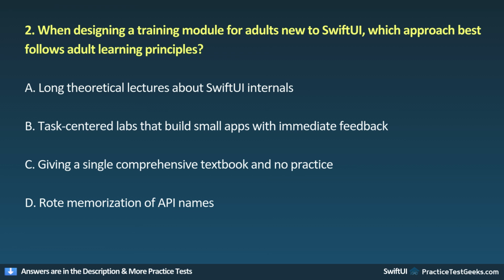2. When designing a training module for adults new to SwiftUI, which approach best follows adult learning principles? A. Long theoretical lectures about SwiftUI internals. B. Task-centered labs that build small apps with immediate feedback. C. Giving a single comprehensive textbook and no practice. D. Rote memorization of API names.